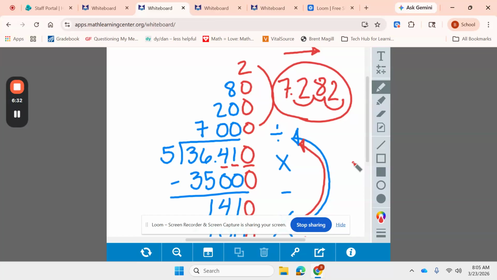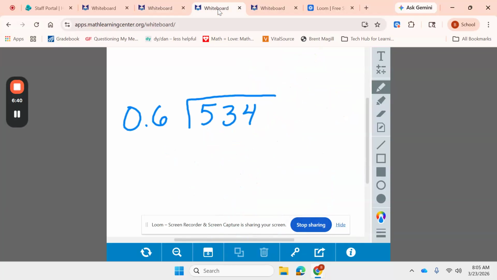Okay, that was a lot of work. So that's review. That shouldn't have taken you too long. Now let's move on to the next one. Okay, the next one is a whole number divided by a decimal number. Now, what do we do in this problem to start?